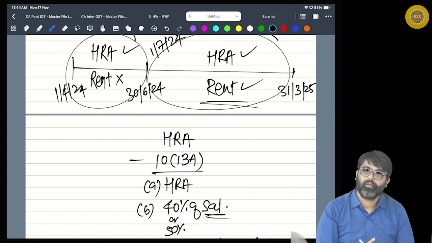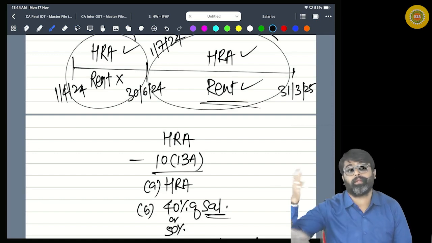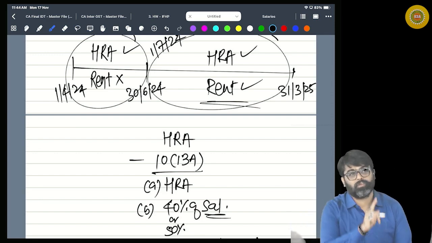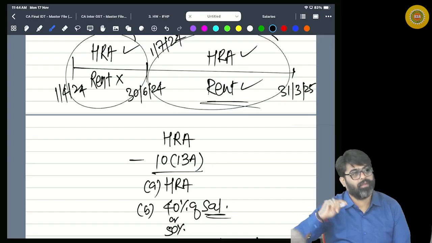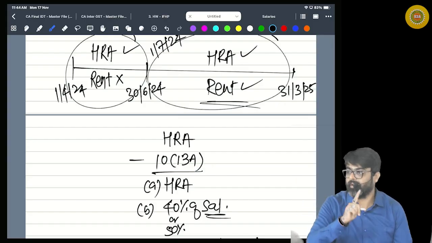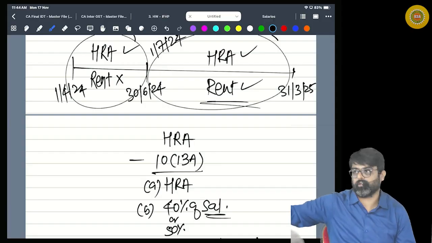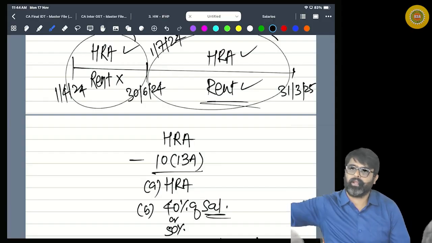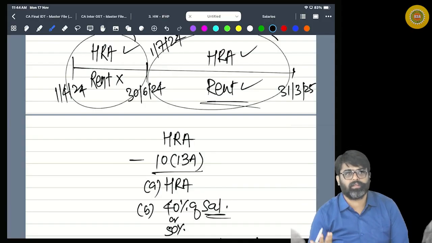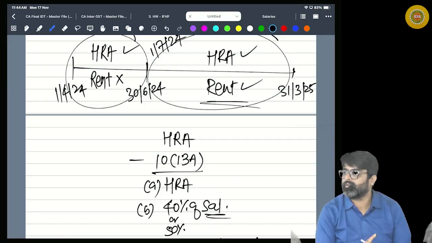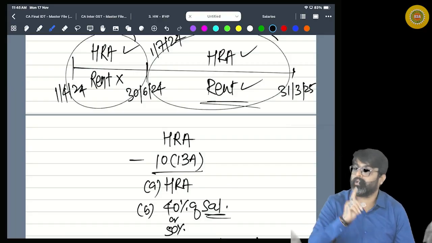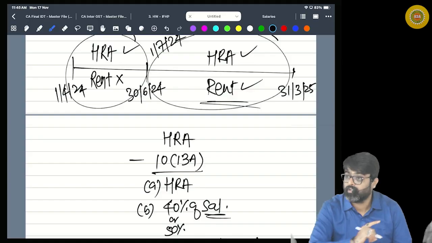Now tell me, one thing I will be doing 9 times because HRA every month is same. Every month rent amount paid is same. Every month the rent is paid in Chennai, 50%. Every month the salary amount, basic, DA in terms, turnover commission is same.